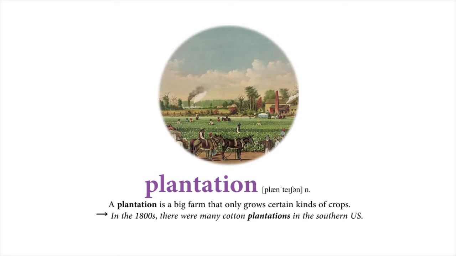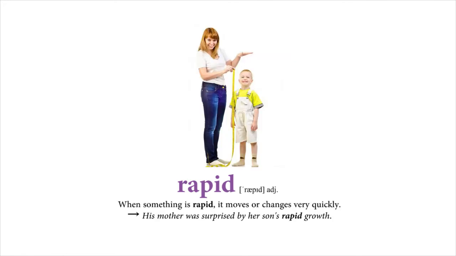Plantation. A plantation is a big farm that only grows certain kinds of crops. In the 1800s, there were many cotton plantations in the southern U.S. Rapid. When something is rapid, it moves or changes very quickly. His mother was surprised by her son's rapid growth.